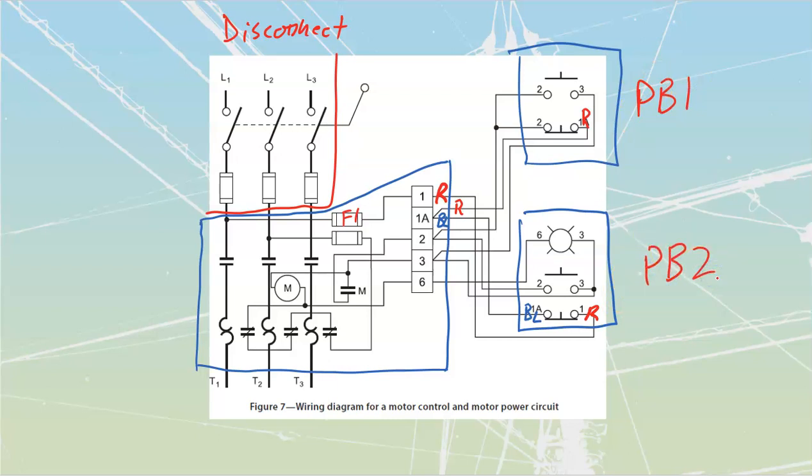It stands for peanut butter 1 and peanut butter 2. No, I'm just kidding. It's push button 1 and push button 2 for my stations.